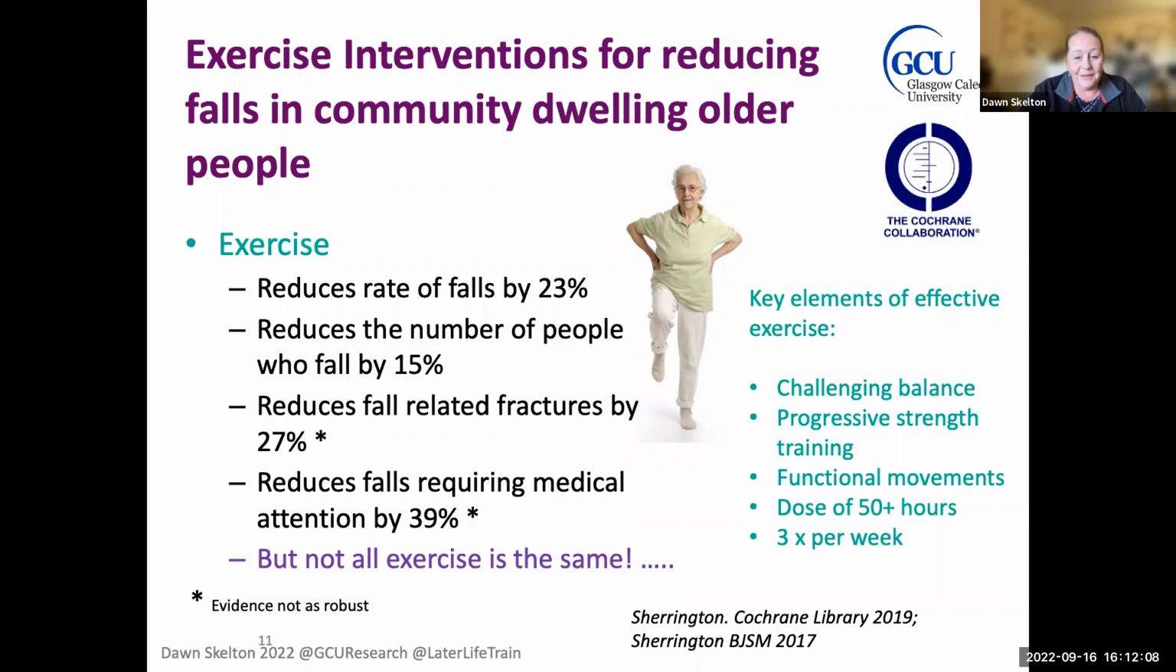over time. You need progressive strength training in order to build the muscles, all the muscle groups involved in good posture, upright position, and movement. You need functional movements. So in other words, you want to ensure that your exercise is mimicking functional movement as well. And at the moment, we're looking at a dose of around 50 hours.